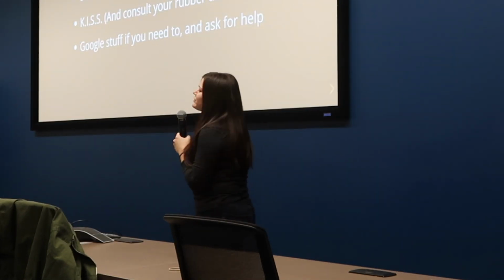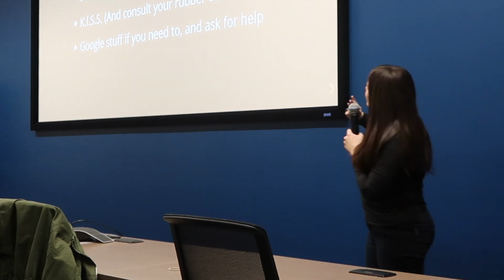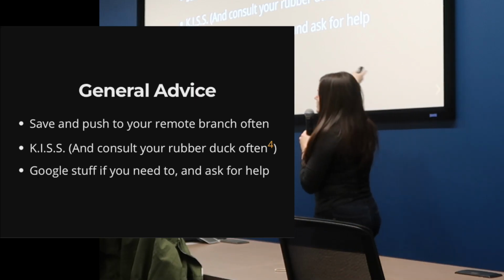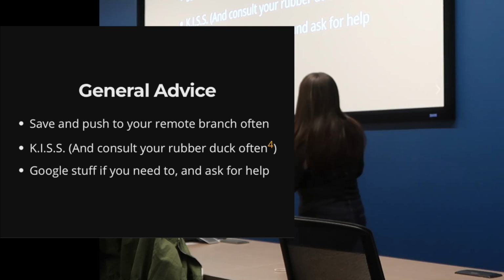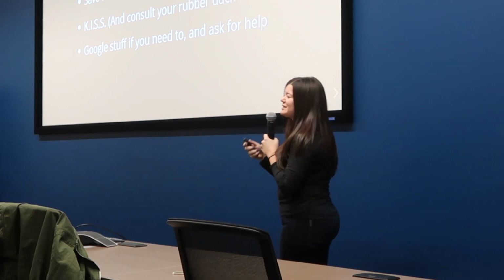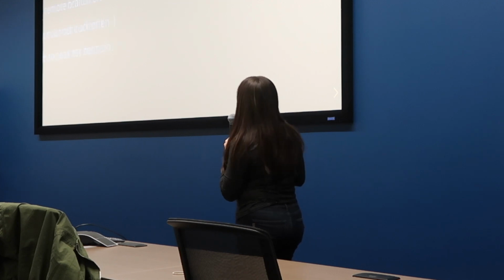So yeah, as a junior, that was very confusing to me. I wish someone had slowed me down and said, hey, save and push your remote branch often, first of all. Keep it simple, and consult your rubber duck when needed, and that's why you all have rubber ducks today, because you're going to need it. And then Google stuff if you need to, and ask for help, because no one really knows exactly what they're doing with Git, and when you need help, ask.